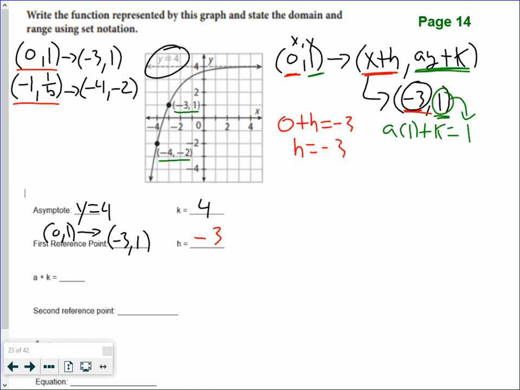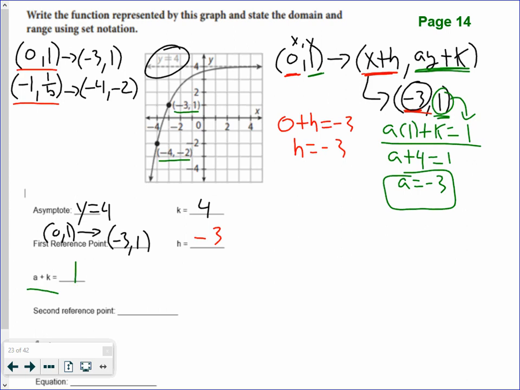Our k is 4. We got that from our asymptote. So a plus 4 equals 1, and if we solve for a, we get that a equals -3. So we know our a value. And if we were to fill out this blank right here of a plus k, that's right there. A plus k equals 1.